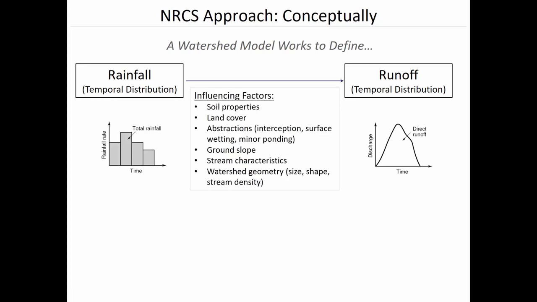So the factors that are going to go into the NRCS method will be some estimation of the soil that's there, because the soil and the land cover affect the infiltration. Infiltration is one of the biggest differences between rainfall excess and rainfall. We're also going to account for the abstractions. The slope can be in there, the stream characteristics, and then the shape. So all of these factors are taken into account by the model when it translates what the rainfall response looks like to the runoff from the watershed.